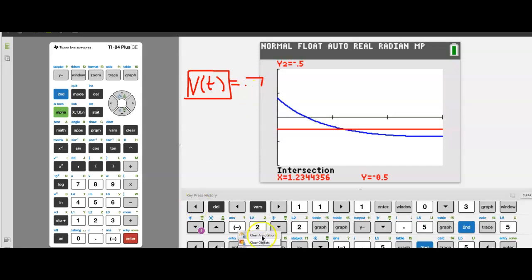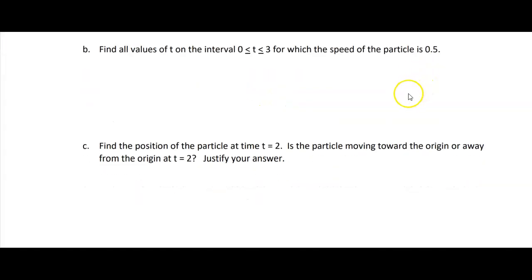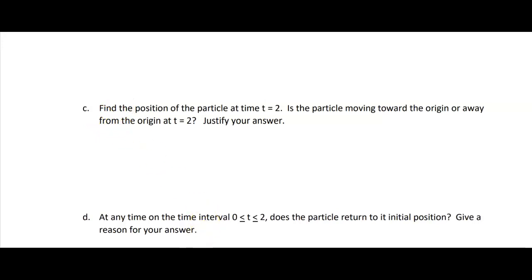All right. So that being said, let's go ahead and move on to number 8. I don't know why I said 8. We're on part C. All right. So now for part C, there's a lot going on here. It says find the position of the particle at time 2. So we need to start by finding the position. Okay. Then they want to know, is the particle moving toward the origin or away?